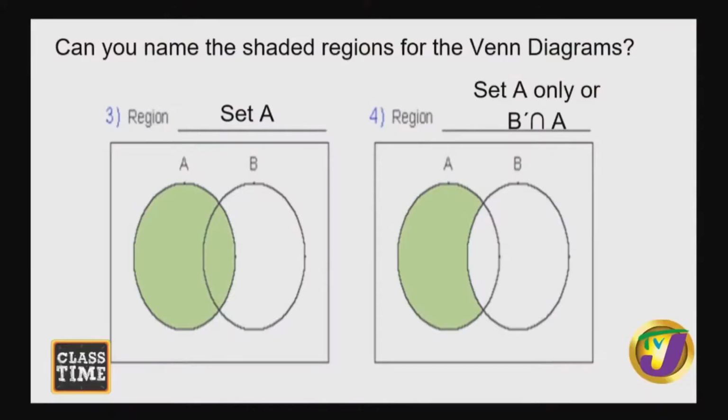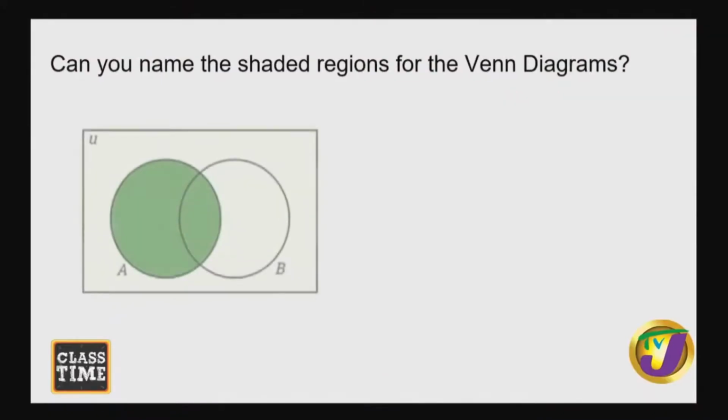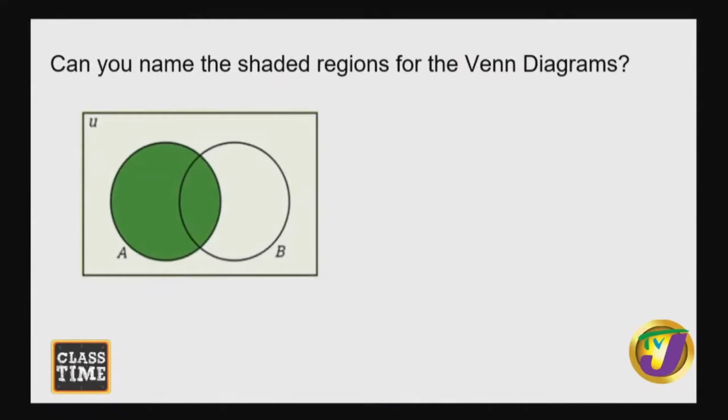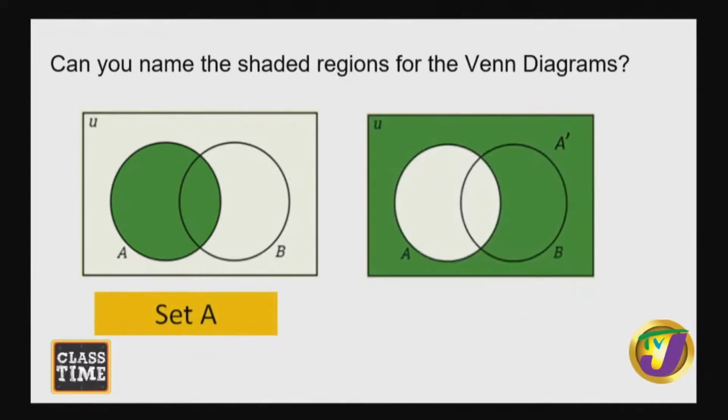Yes, so let's look at more now to see if we get this. So here, that's easy. Of course. That's A. That's set A. You're trying to trick me now. All right. So let's look at that. We would have shaded everything outside of A, right? Everything outside of A. So that's A complement. Good girl.